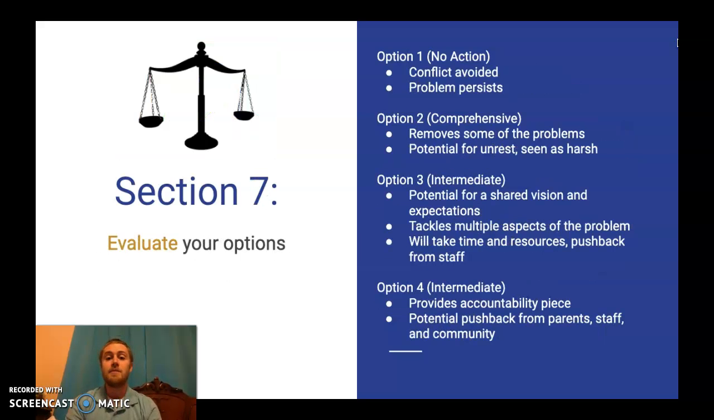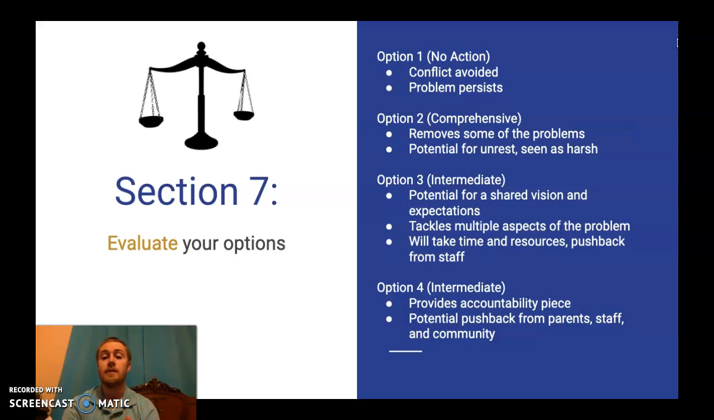So evaluating our options. Option number 1, taking no action: conflict is avoided with the teachers involved, the staff involved, and the parents, but the problem is still going to persist and your superintendent's probably not going to be very pleased with your results. Option 2 removes some of the immediate problems, right? But there is a potential for unrest, and it could be seen as really extreme and harsh, especially by the community and parents. Option 3, an intermediate action.